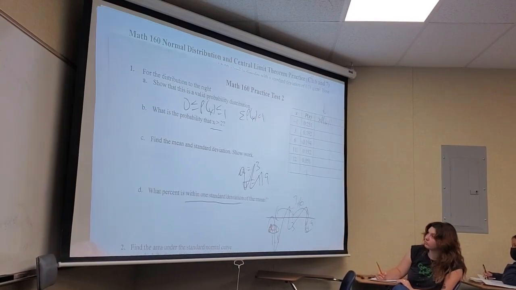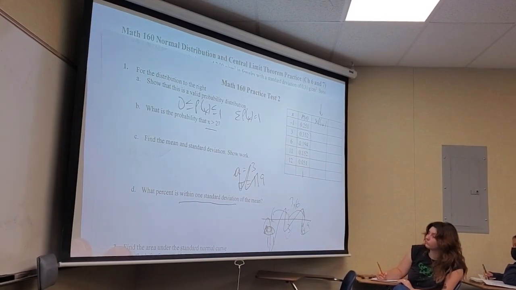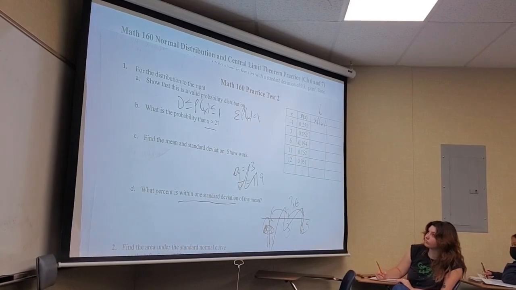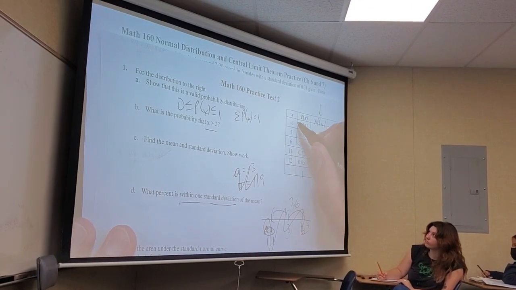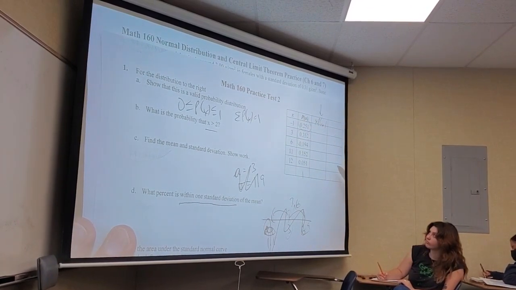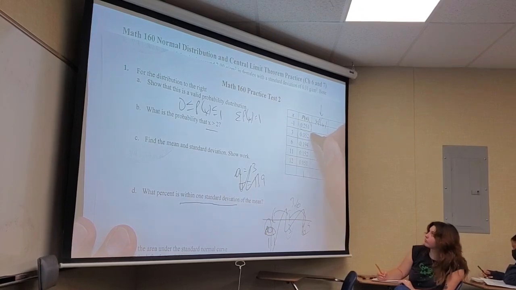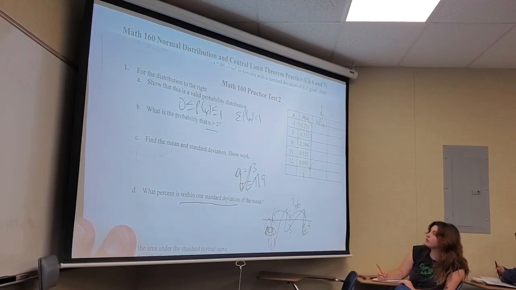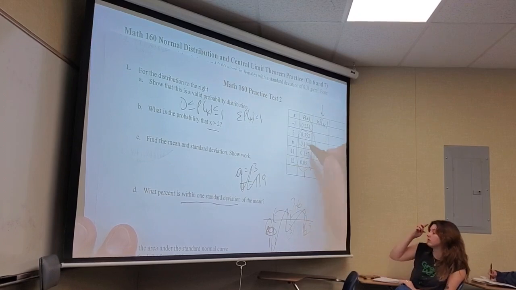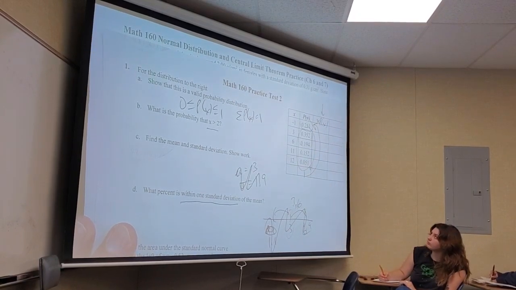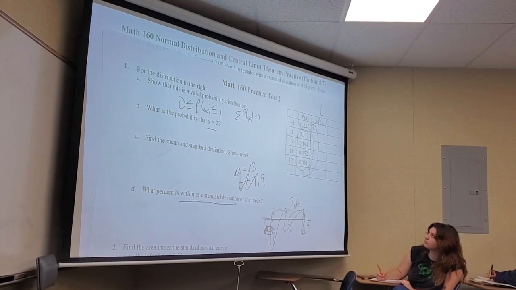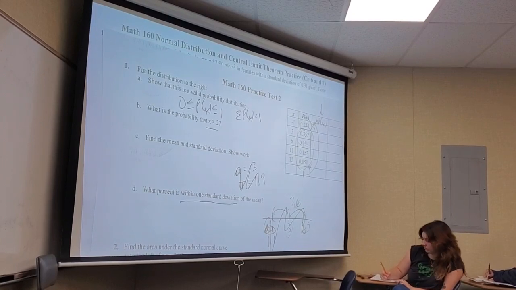Probably X is greater than 2. What's the only thing that leaves out? So I could do 1 minus this. Or you can add up all these. Why would I add up all these when 1 minus this will tell me what they add up to be? Right?